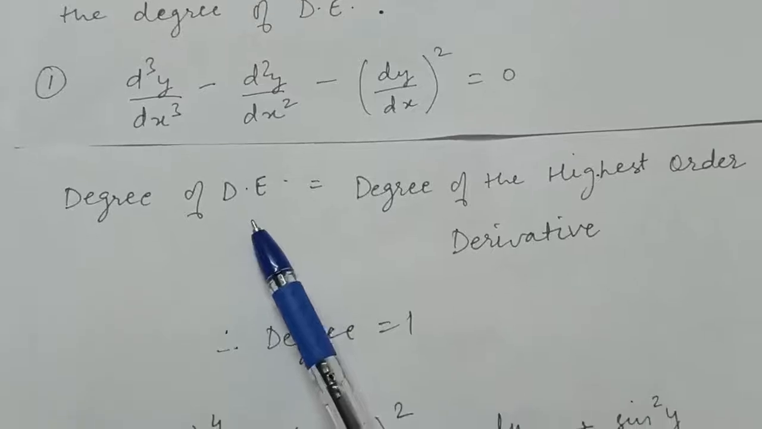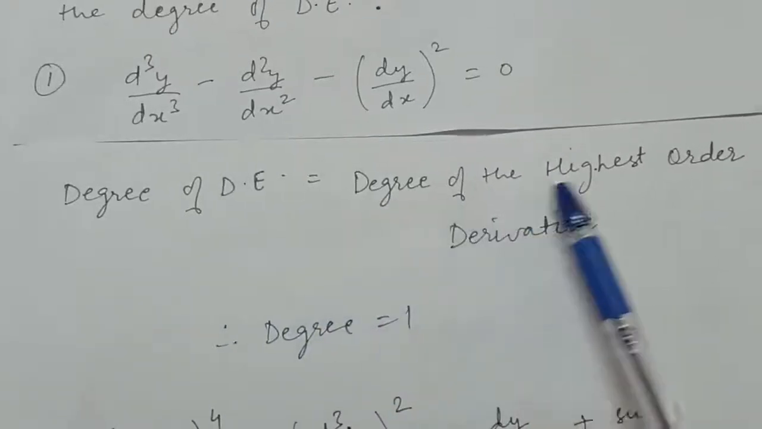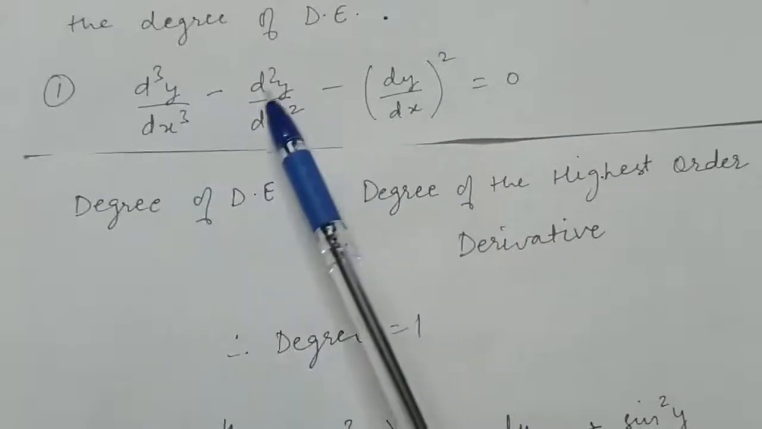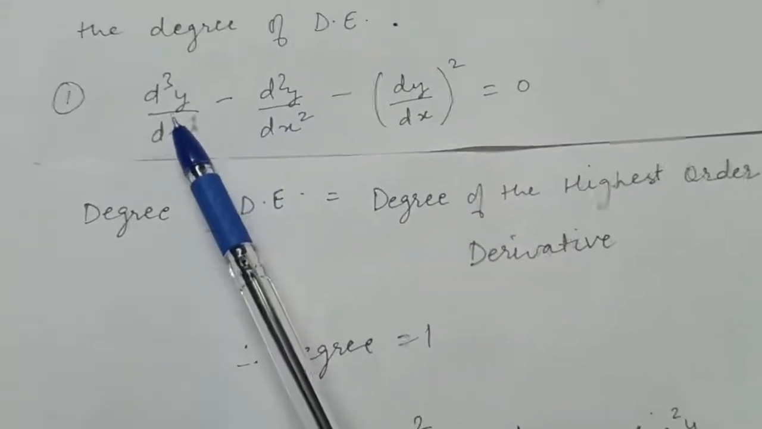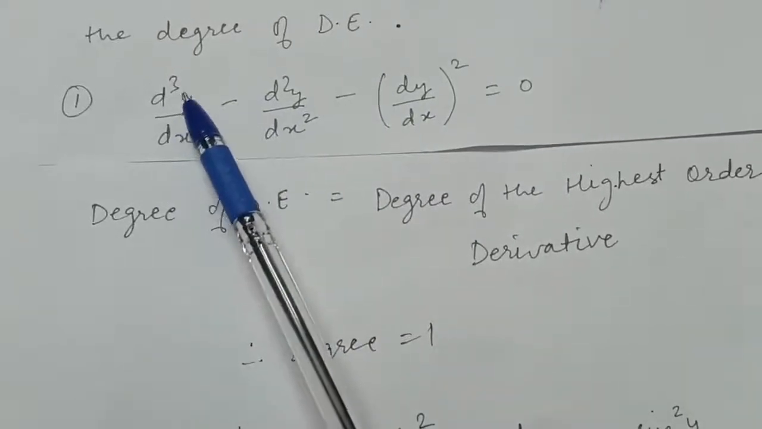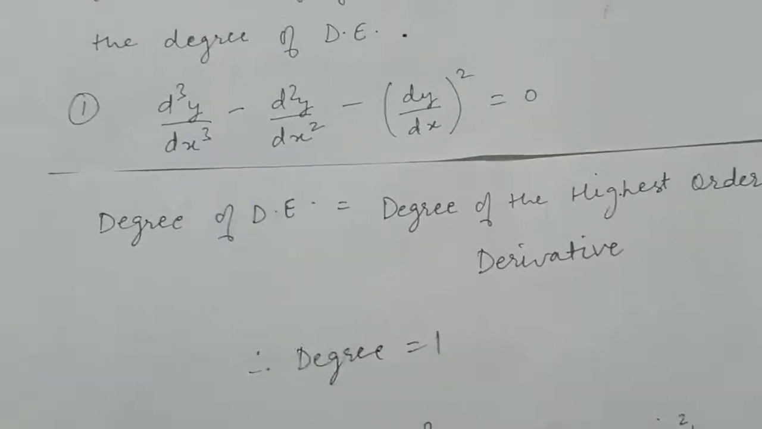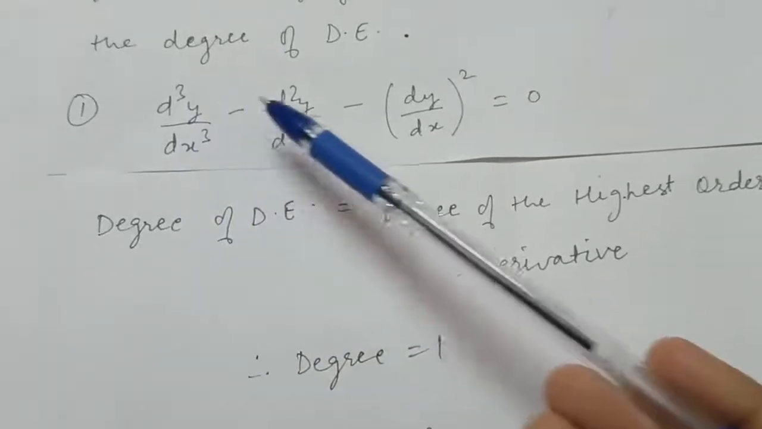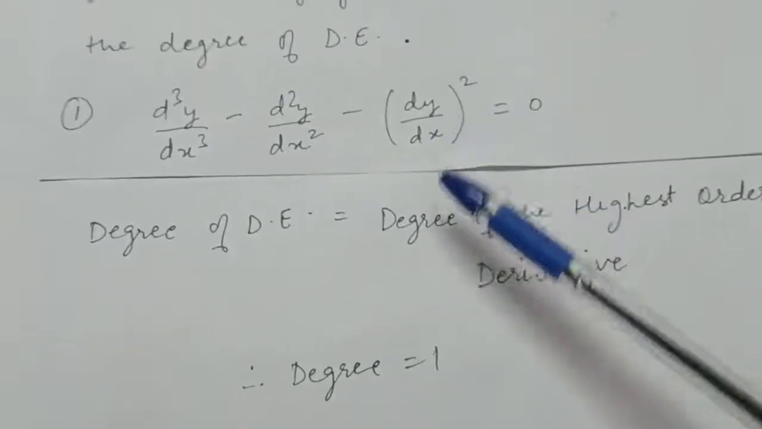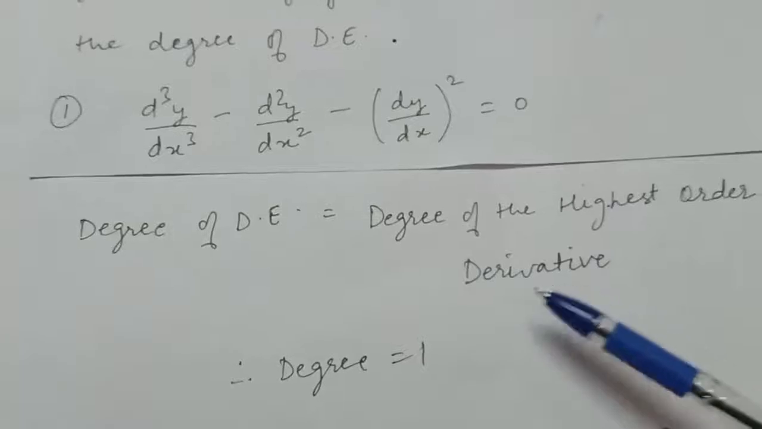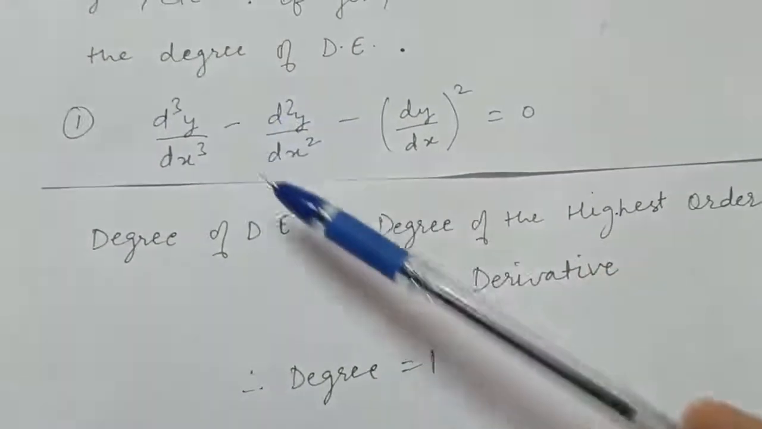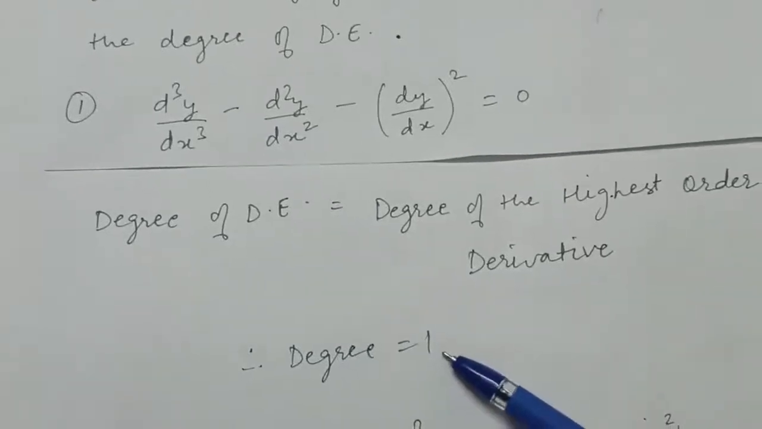Now what is degree of the differential equation? It is degree of the highest order derivative. So degree of this differential equation will be degree of the highest order derivative. Highest order derivative in this equation is this derivative of third order. Now degree of this is 1, right? You can see here the degree of this first order is 2, but we have to check the degree of the highest order derivative. The degree of this third order derivative is 1. Therefore, degree of this differential equation will be 1, right?